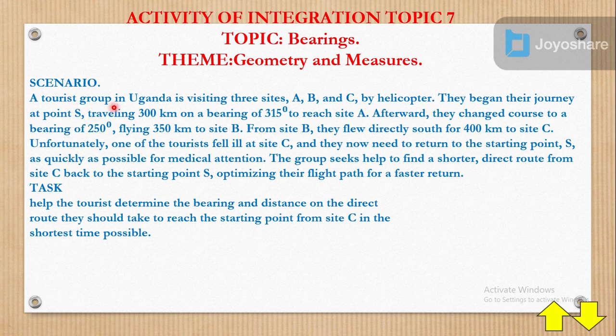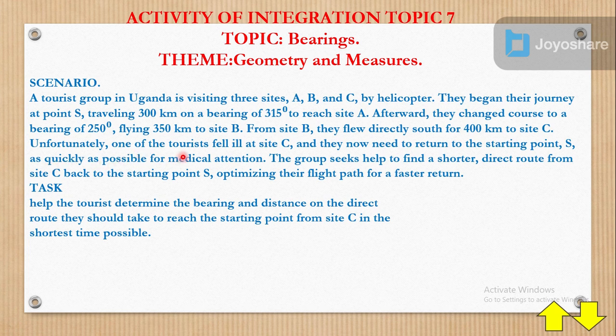A tourist group in Uganda is visiting 3 sites A, B, C by helicopter. They began their journey at point S, traveling 300 kilometers on a bearing of 315 degrees to reach site A. Afterward, they changed the course to a bearing of 250, flying 350 kilometers to site B. From site B, they flew direct south for 400 kilometers to site C.